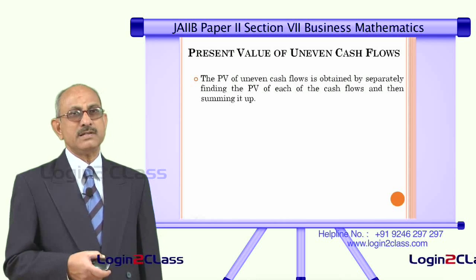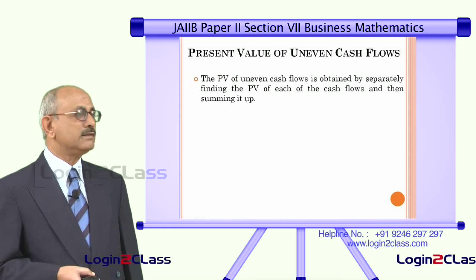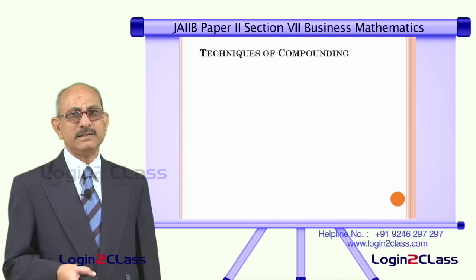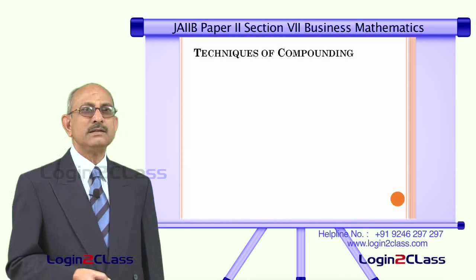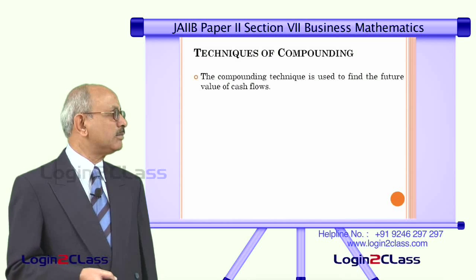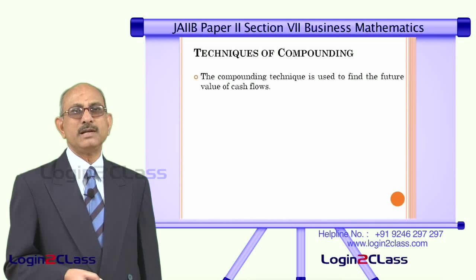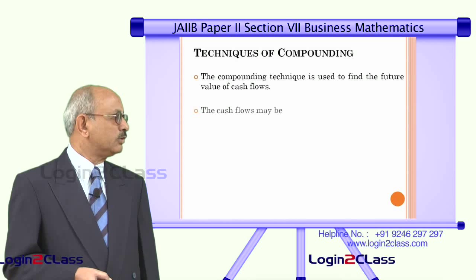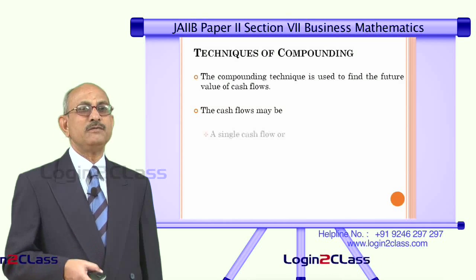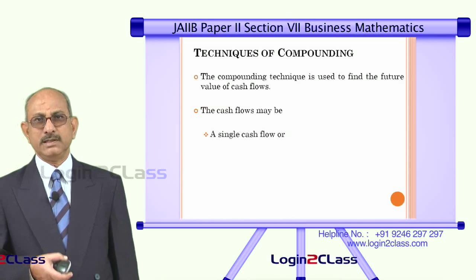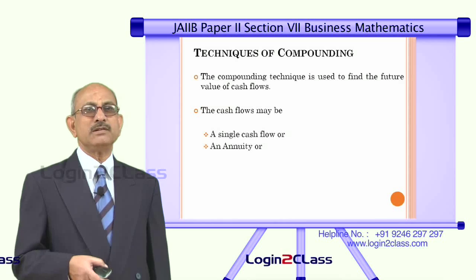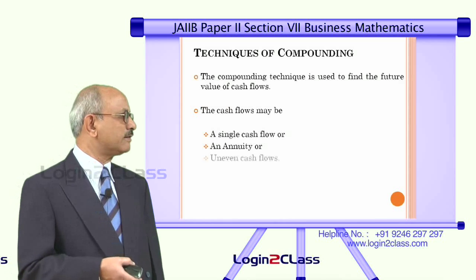Now, we have considered so far the techniques of discounting. Now, we will go to the techniques of compounding. As I have already said, compounding is nothing but the inverse of the discounting, or discounting is nothing but the inverse of compounding. So, one is the inverse of the other. In the case of compounding, what we do normally is find out the future value given the present value. In the case of discounting, we found out the present value given the future value. So, the opposite is true in case of compounding.